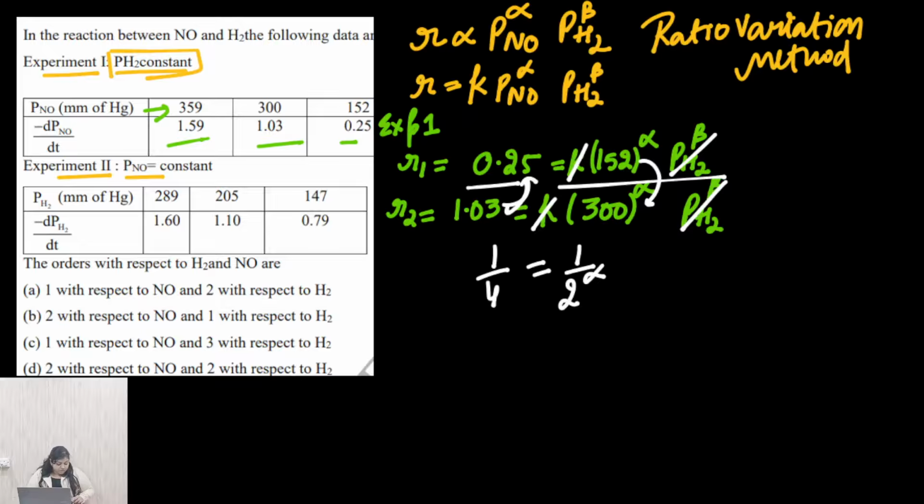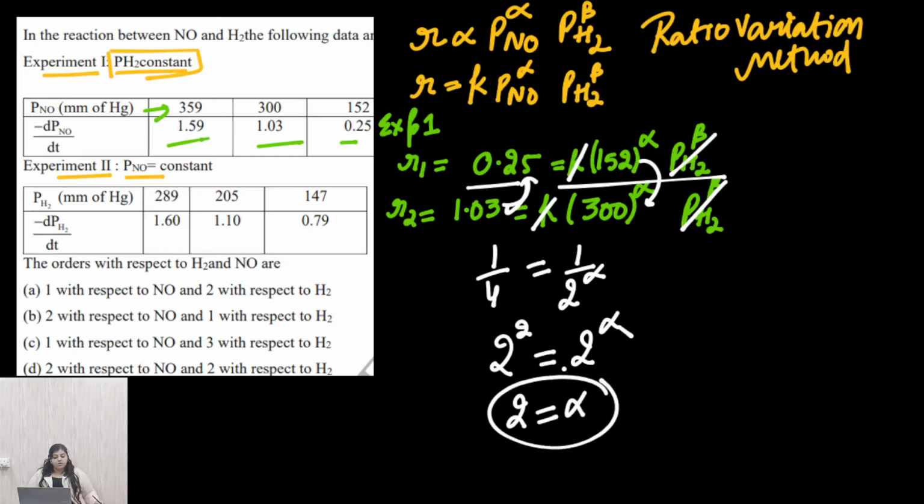That means we can reciprocate it, so it becomes 2 raised to the power of 2, equal to 2 raised to the power of alpha. Bases are the same, so powers can be equated. So alpha is equal to 2, which means the order with respect to NO is second order, right? So 2 with respect to NO.